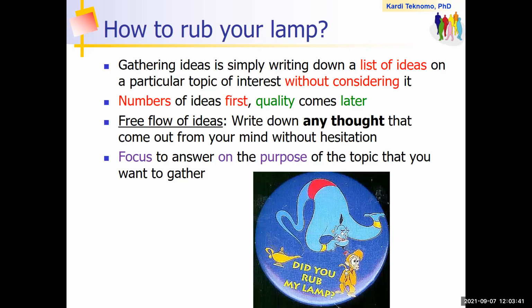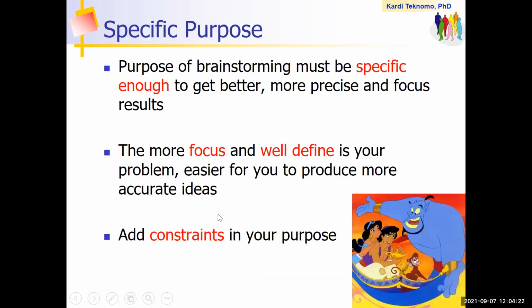So, how to rub your lamp? You gather ideas simply by writing down a list of ideas, without thinking, without considering. The most important is the number of ideas, not the quality. So write down any thought, in a free flow, so that it comes out of your mind without hesitation. If it is in a group, crazy ideas are fine, and the more you laugh in the group, the better. Now focus on answering the purpose of the topic that you want to gather ideas for.